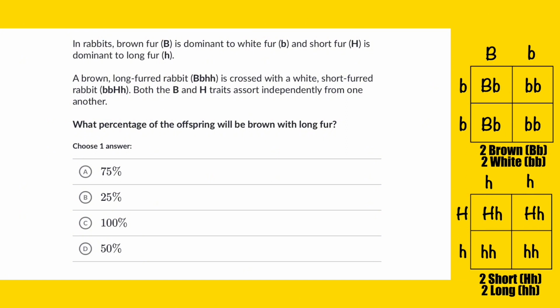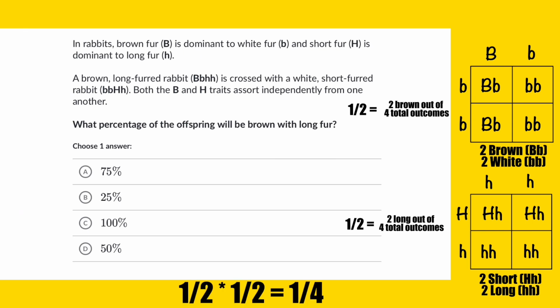Since this is an and question, because it is asking for an offspring that is brown with long fur, you would multiply. So each of the phenotypes is 1/2. So you would multiply 1/2 times 1/2, and that would give you 1/4. So the answer would be 25%, because 1/4 is equal to 25%.